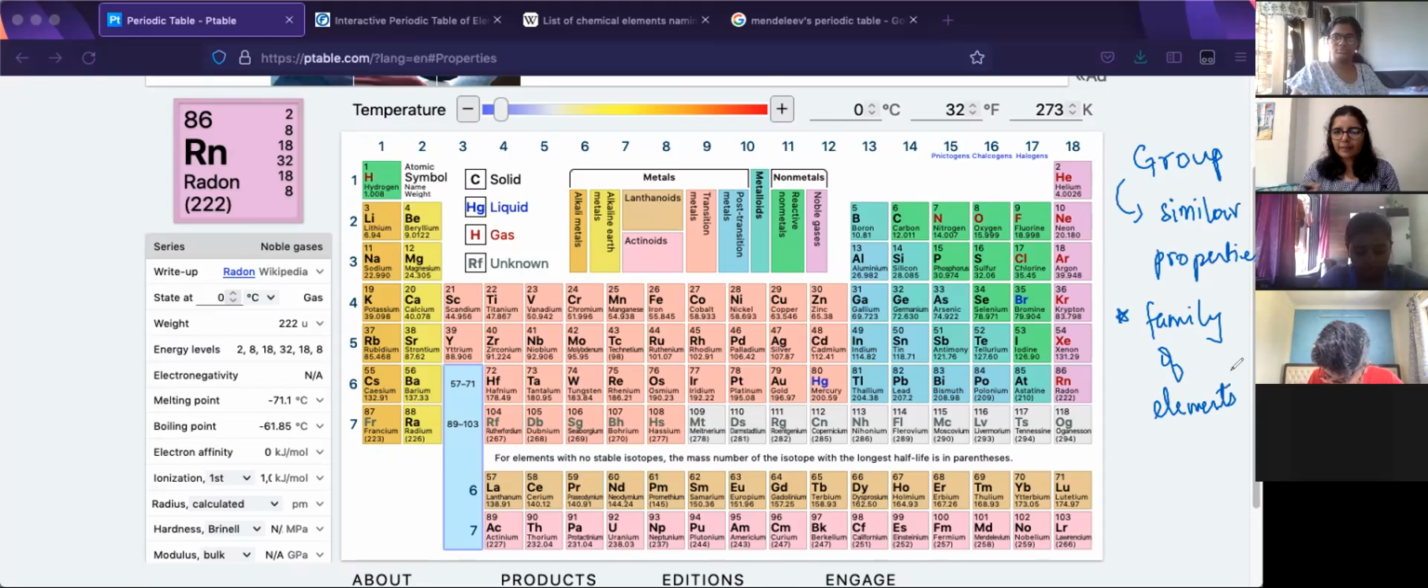Just like how families have a first name, which is an individual one, and then you have a family name, right? Like a surname, a last name. Similarly, for each of these families of elements, we give names to some of them for easy identification. So group 1, these elements are called alkali metals.